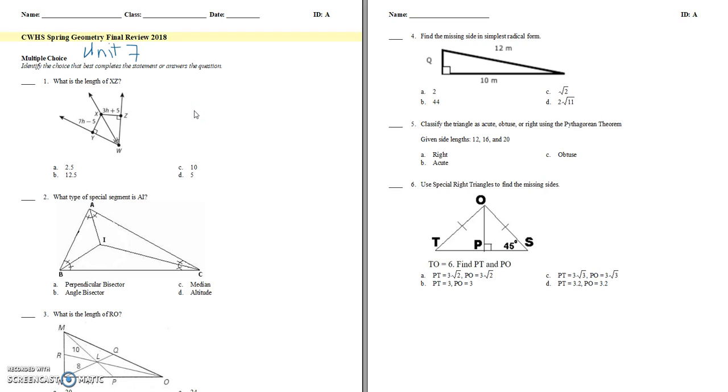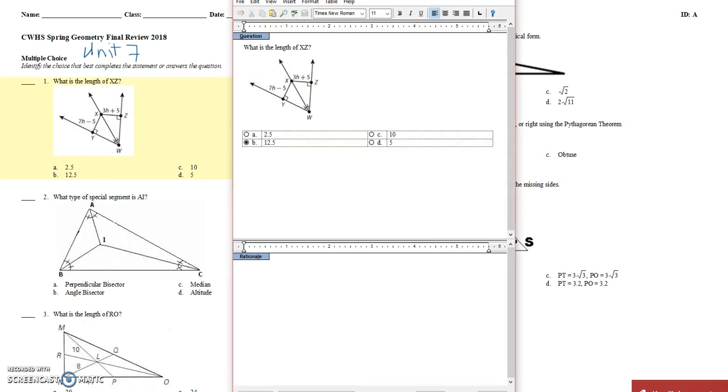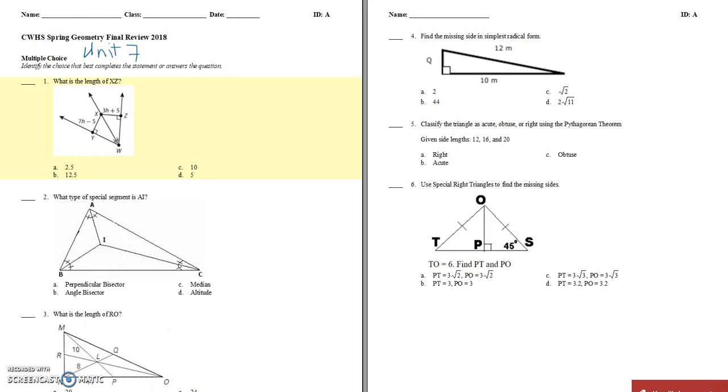What is the length of XZ? Well, this line right here, WX, is my angle bisector. I can tell because it splits this angle in half. And I'm going to find the length of XZ. That's this one here. What we know about the angle bisector is that any point along this line, like X, is equidistant to the side. That's why these perpendicular boxes are here. Okay, so those two pieces are equal.